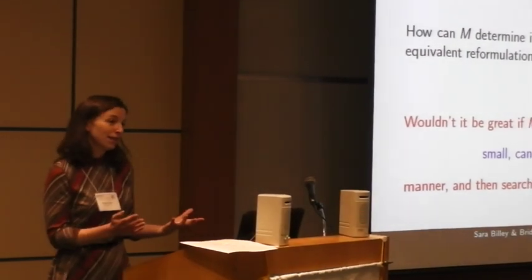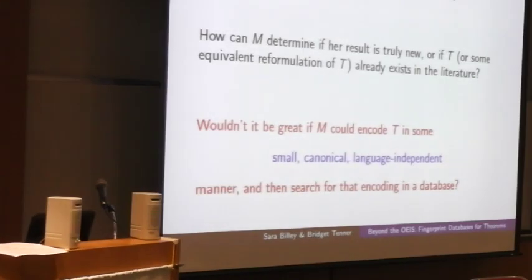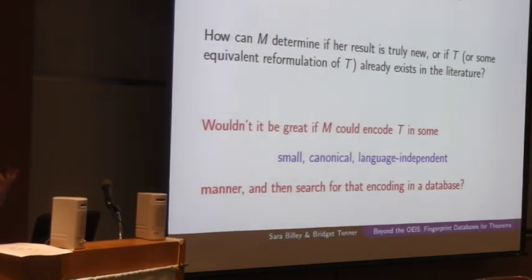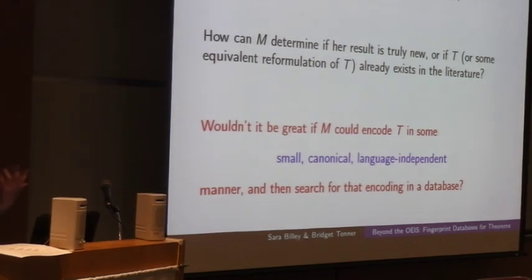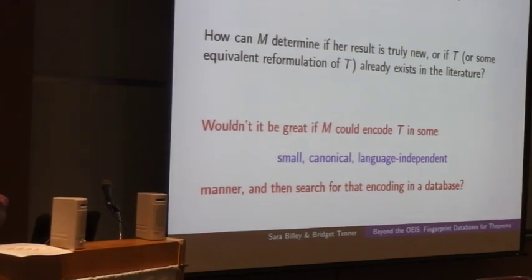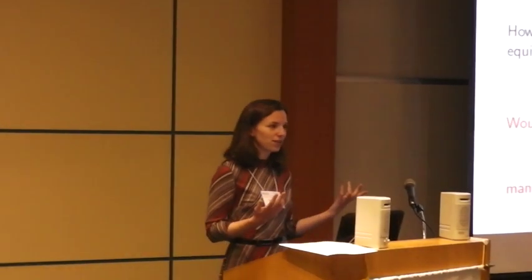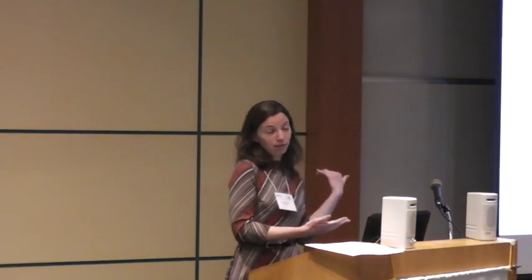Wouldn't it be great if M could encode T in some small, canonical, language-independent way, and then search for that encoding in a database? So if you prove a result and your result involves a sequence of integers, you automatically go to the OEIS and you see if it's in there. And if it's not, then you're off to a really great start.